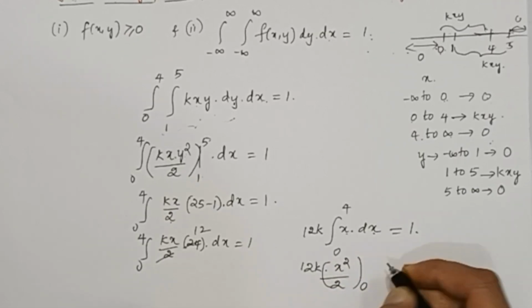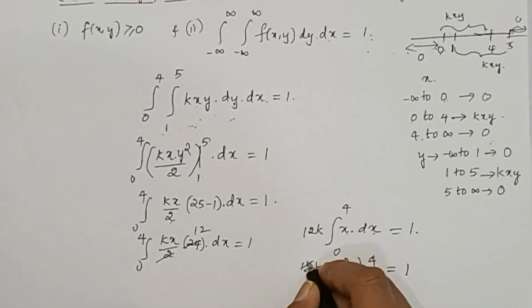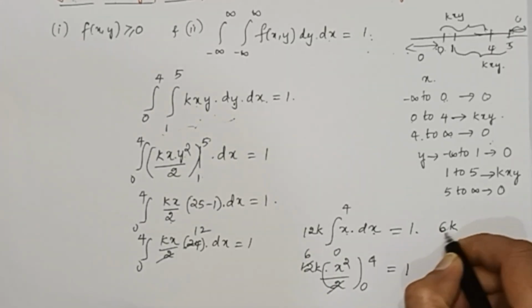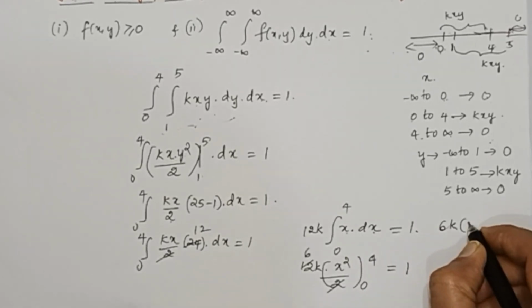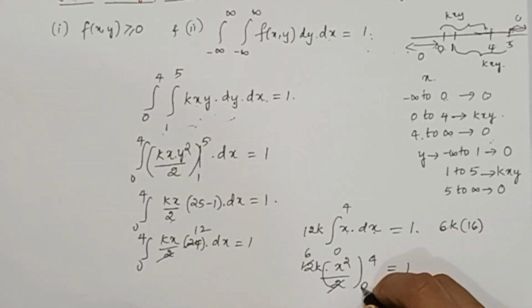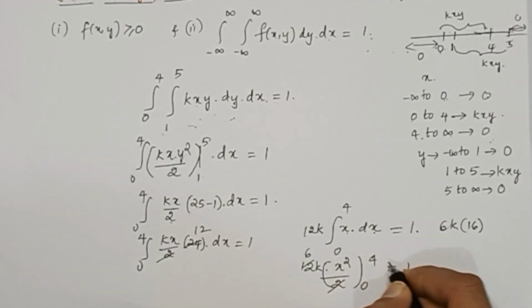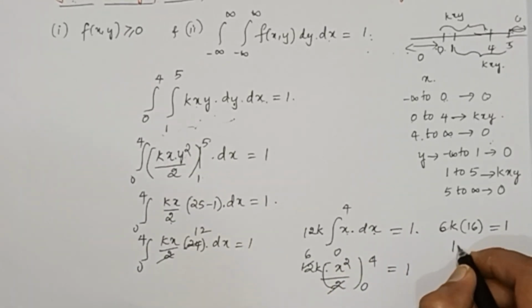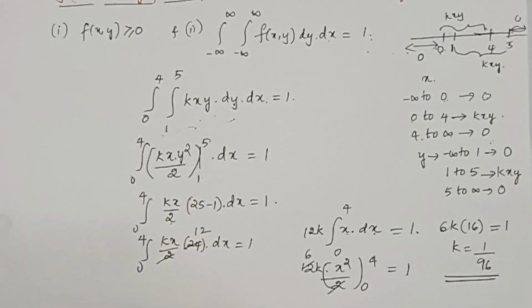Integral from 0 to 4 is equal to 1. So here 2 ones are 2, and you will get 6k. Here 4 squared is 16. Then upper limit minus lower limit, 16 minus 0, so that is 16, equal to 1. So you will get k equal to 1 by 96. This is how to obtain the value of k.